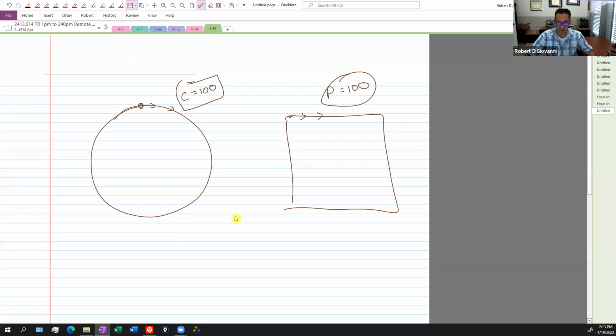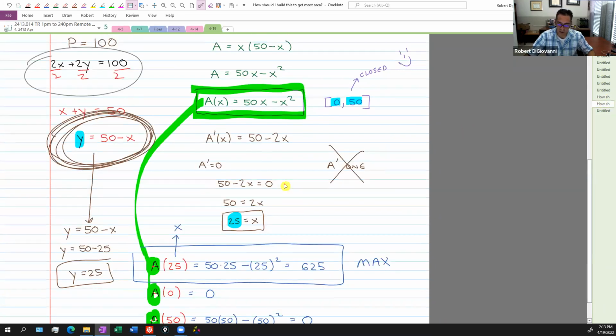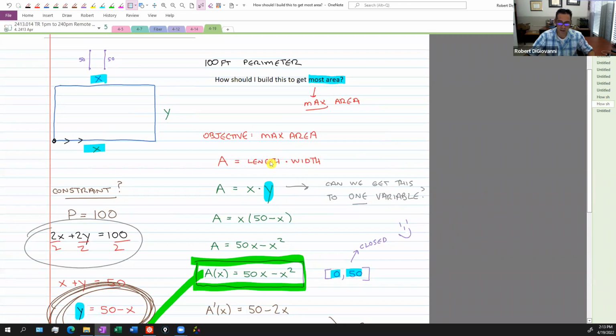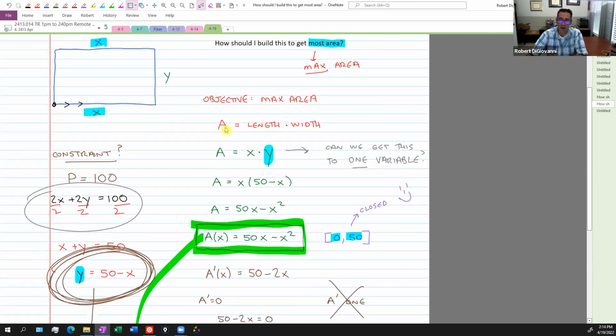All right, so let's just take a look back. Let's relive this. My wife wanted a garden. We had 100 feet of fence to use. Build it so it has the most area. Maximize what? Area. Objective, maximum area. Find a formula for area. That formula generated some variables, x and y. I had an equation for area, but it had more than one variable in it, so I had to somehow get it to one variable so that I could do calculus.